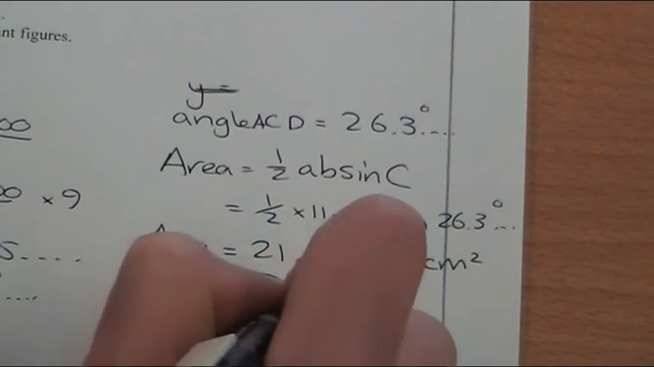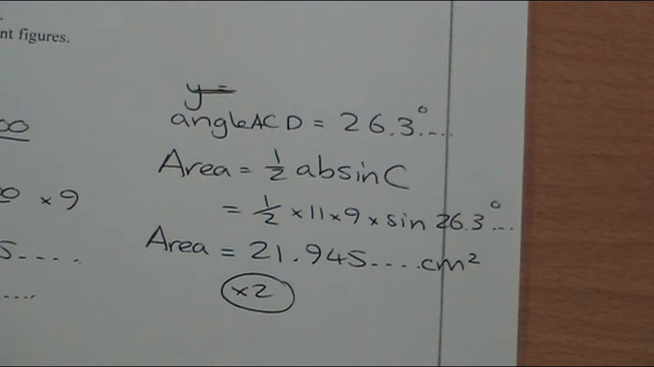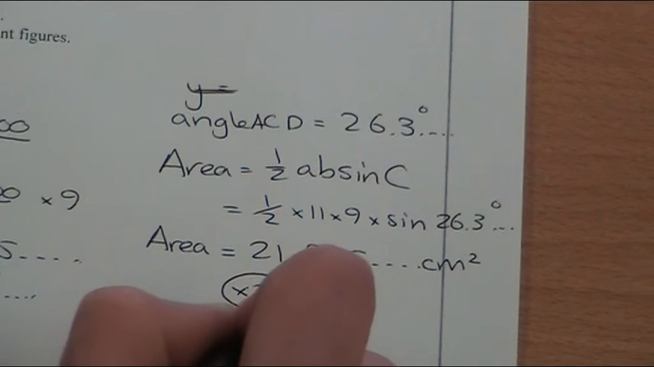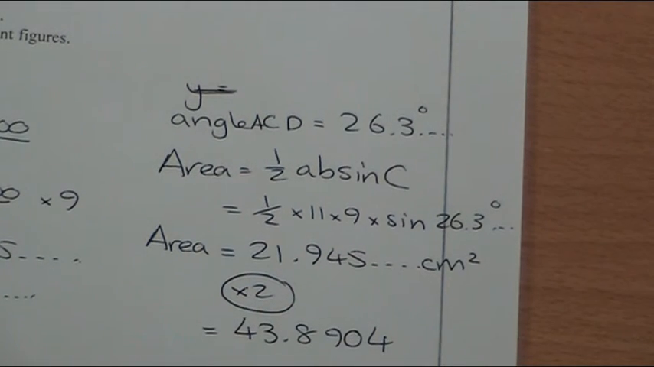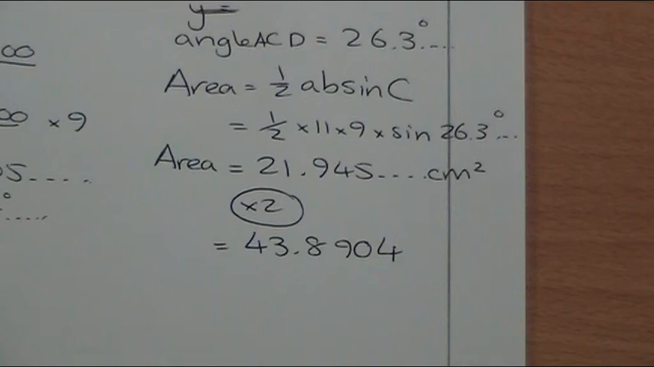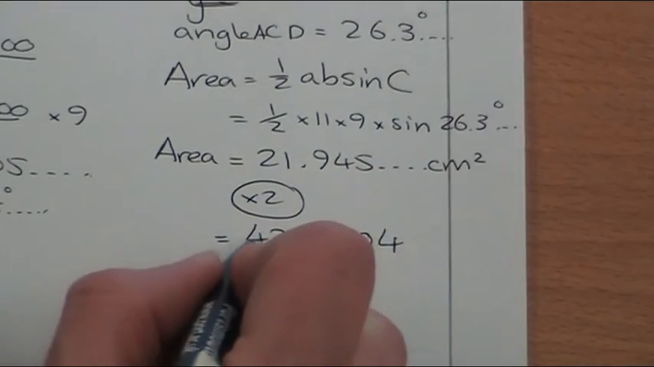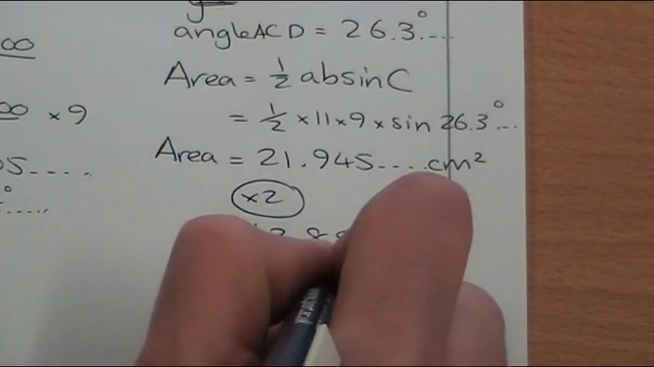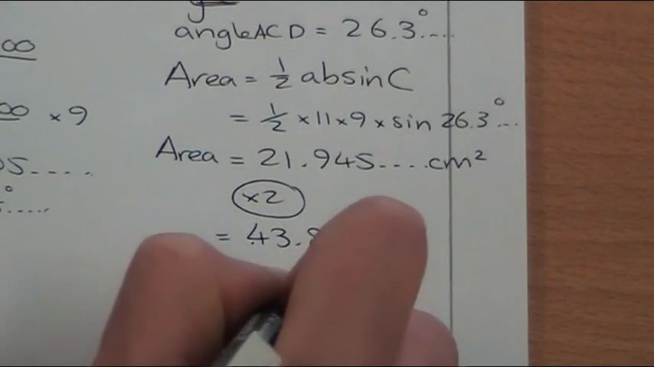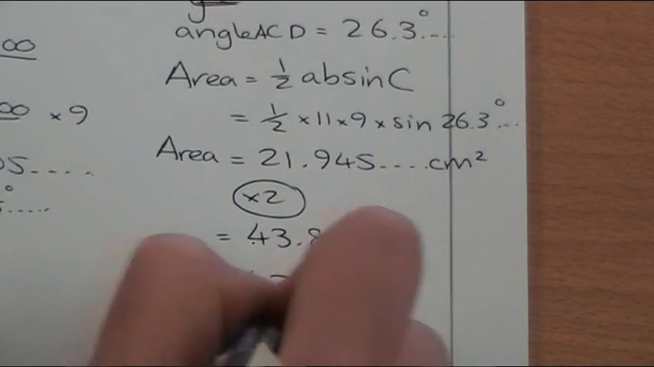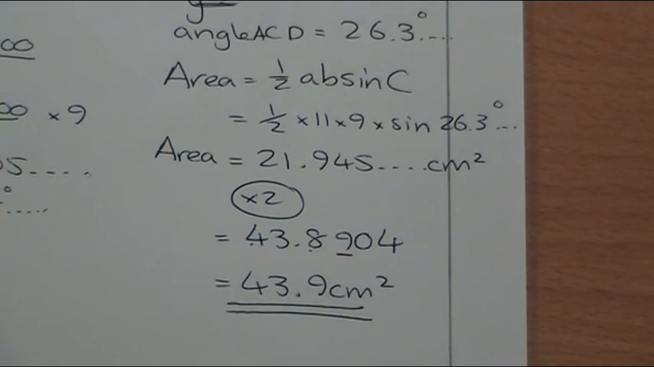So I'm going to times that by 2 to obviously represent both. So I'm doubling that, which is 43.8904. So now let's check to see how they want me writing the answer. 3 significant figures. 1, 2, 3. That rounds up, so this becomes a 9. So it's 43.9 centimeters squared for all of the 5 marks.